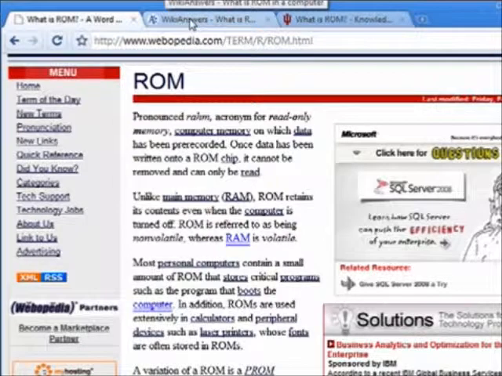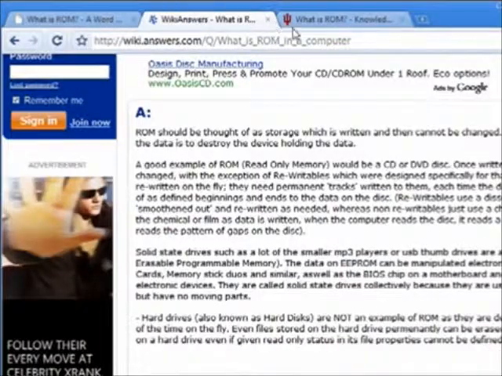Technically, a CD-ROM is read-only memory because once, for example, the music is burned to the CD-ROM, the CD cannot be changed, short of destroying it. So this is ROM, read-only memory, and that's all there is to it.